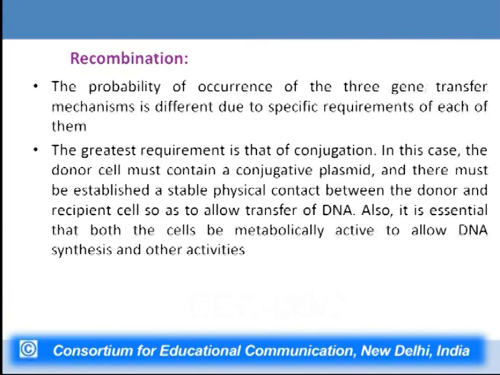The greatest requirement is that of conjugation. In this case, the donor cell must contain a conjugative plasmid, and a stable physical contact must be established between the donor and recipient cell so as to allow transfer of DNA. Also, it is essential that both the cells be metabolically active to allow DNA synthesis and other activities. So, these lines tell us that conjugation is the one which requires most of the input from the bacterial species.